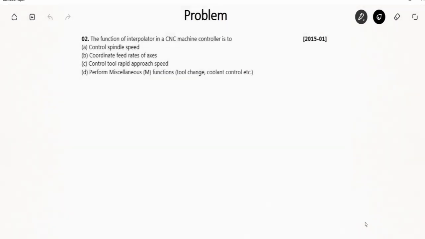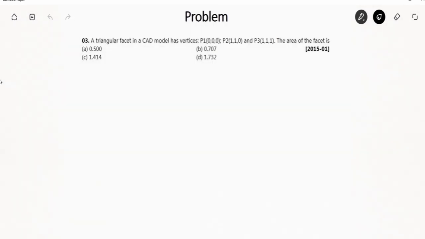So this is a GATE question from the year 2015. What they are asking in this question: the function of interpolator in a CNC machine. See, the function of interpolator in a CNC machine is to coordinate feed rate of axis. So if you look at the options, option A is control spindle speed, no. Coordinate feed rate of axis, so yes, this is the correct answer. The interpolator provides this function only in a CNC machine. Option B is the right answer. Now we will move to the next question.